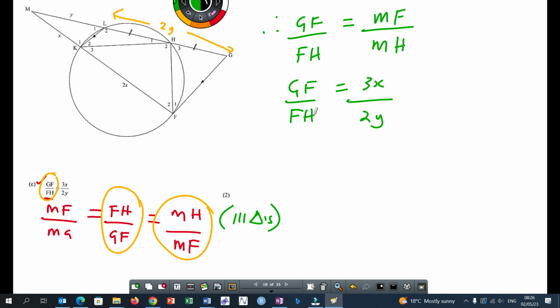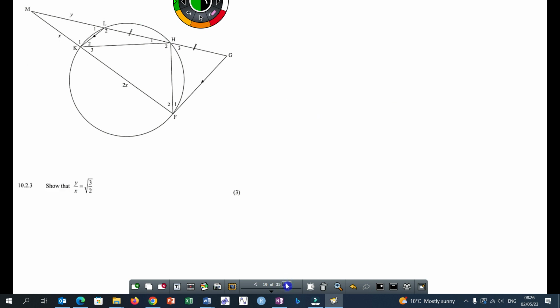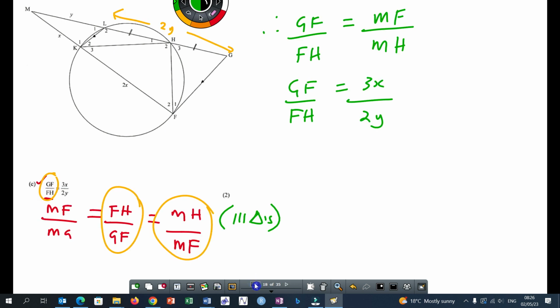Okay, so let's move on to the last one now. Now, again, this question here is not as difficult as you might think. It also comes from similar triangles. To get those ratios, you have to start with what? Similar triangles. So if I go back to this ratio here, I'm going to rewrite it on the next page.